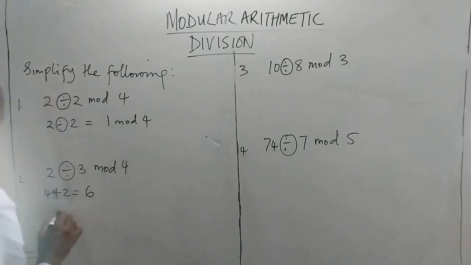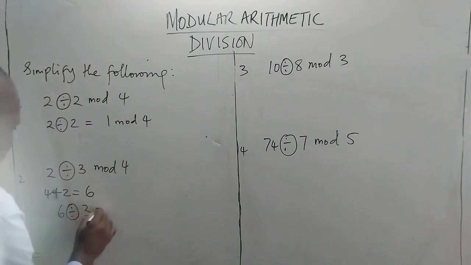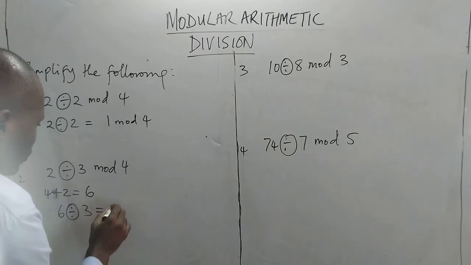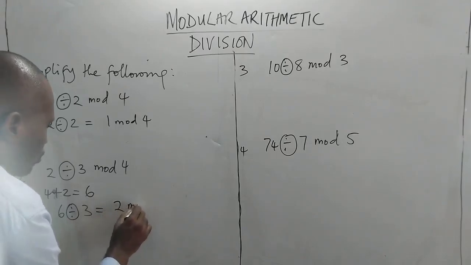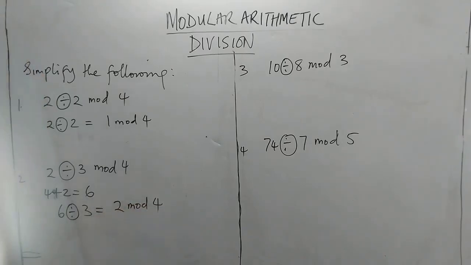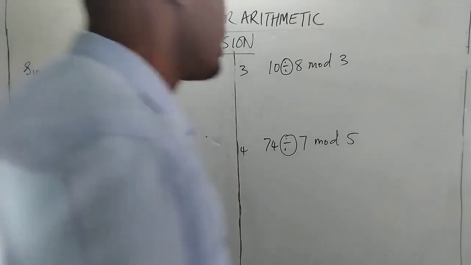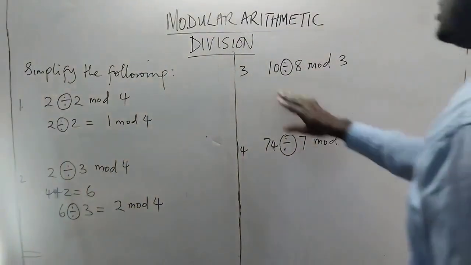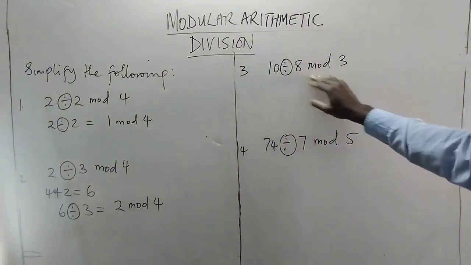So it becomes 6 divided by 3. So the answer becomes 2 mod 4. That is the final answer. Let's go to the third one. The third one says 10 divided by 8 mod 3.